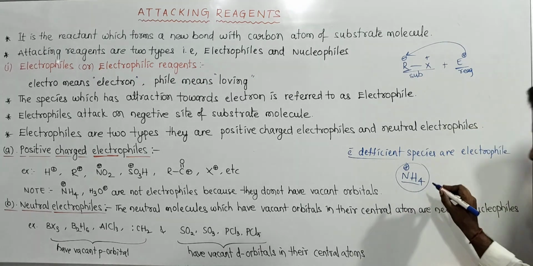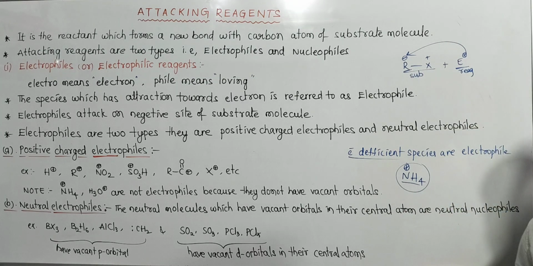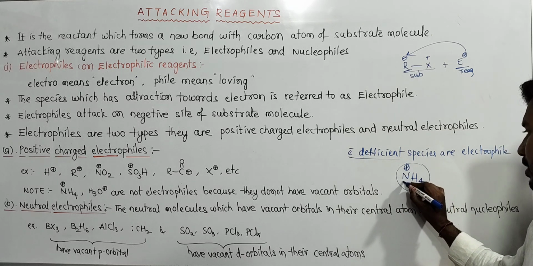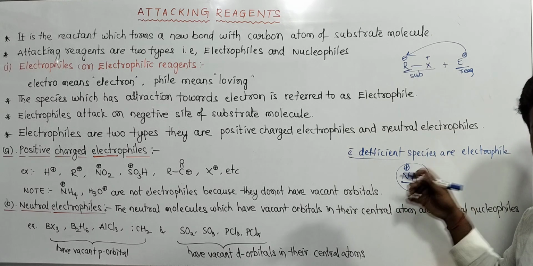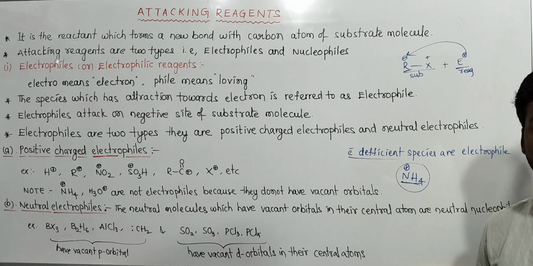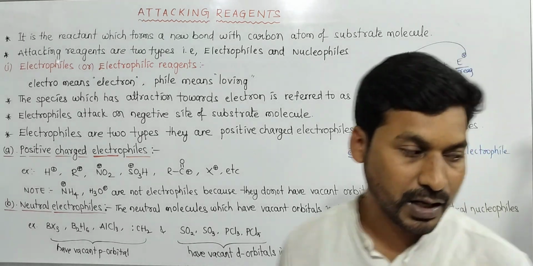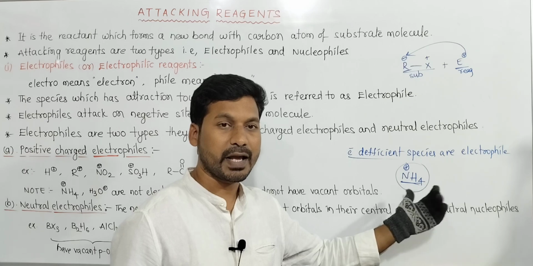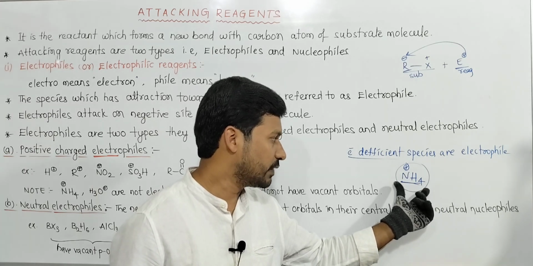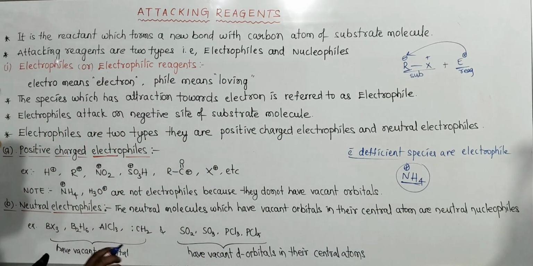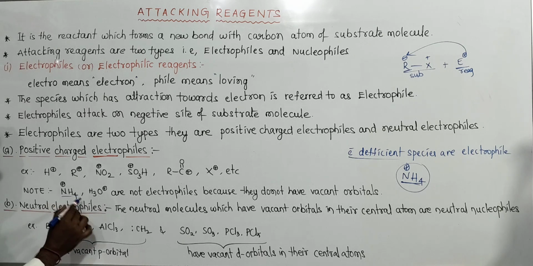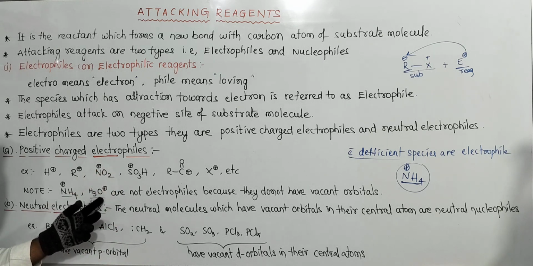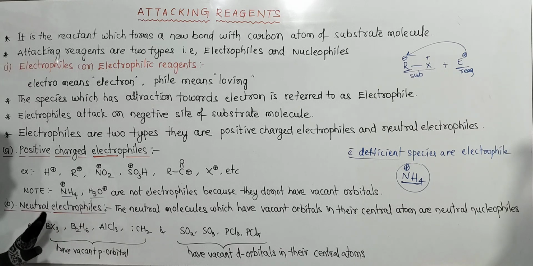In NH4 plus, if nitrogen accepts an electron pair, there is no vacant orbital. Due to the absence of a vacant orbital, it cannot accept electrons. Even though it has a positive charge, it cannot accept an electron pair, because there is no orbital to accommodate it. That's why not all positive species are electrophiles. NH4 plus is not an electrophile. H3O plus is also not an electrophile, as there is no vacant orbital to accept an electron pair.